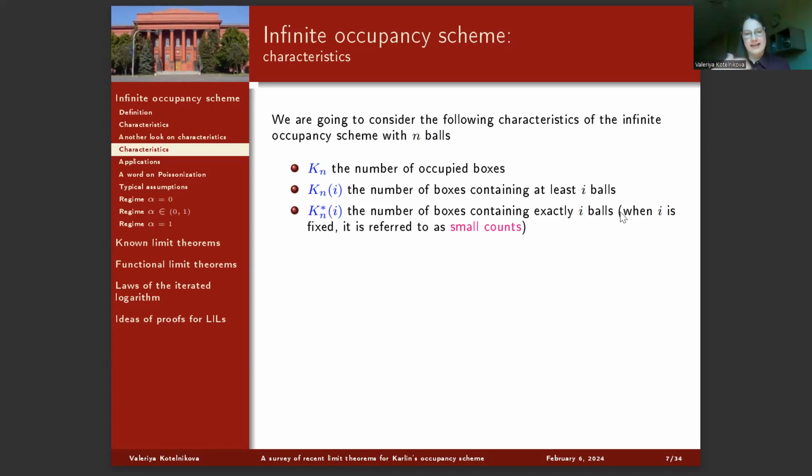And when I is fixed, those characteristics are referred to as small counts. In our papers, we were investigating only cases when I was fixed. So it was some number, for instance, 200, whatever, but it wasn't dependent on n in those papers, which I'm going to discuss.